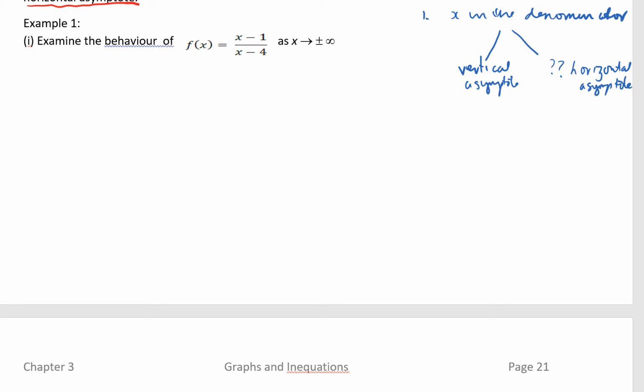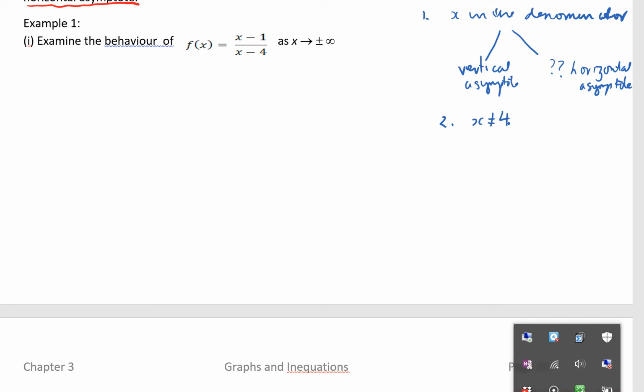First of all, let's establish that this graph and function does not exist when x is equal to 4. So x cannot be equal to 4, which means that in terms of our sketch, at 4 we will have a vertical asymptote. Now, what the graph does on either side of that, we have to investigate.